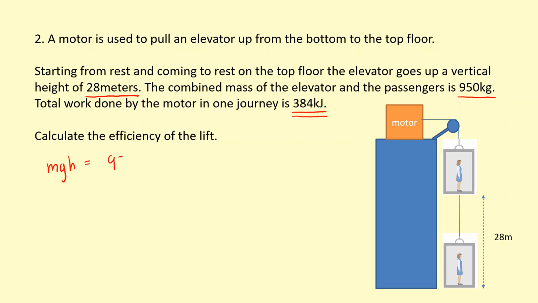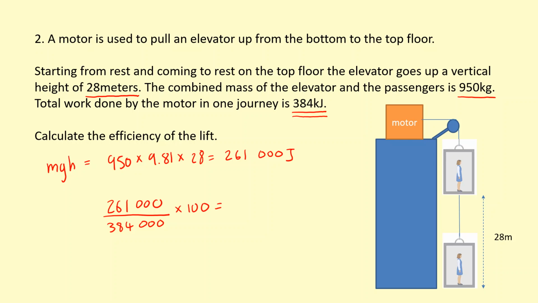which is 950 times 9.81 times 28 meters. That's 261,000 joules. Okay, so you can see that's a lot smaller than what's actually been supplied. So if I take this 261,000 divided by the amount that's supplied, turning that into joules from kilojoules, and times that by 100, that gives me 68%, which is reasonable.